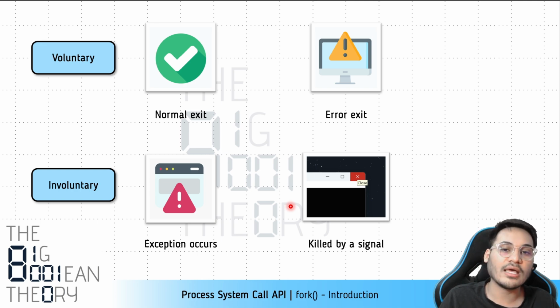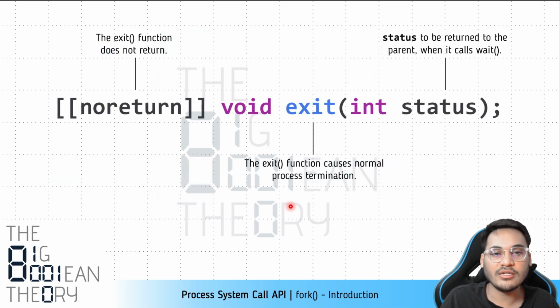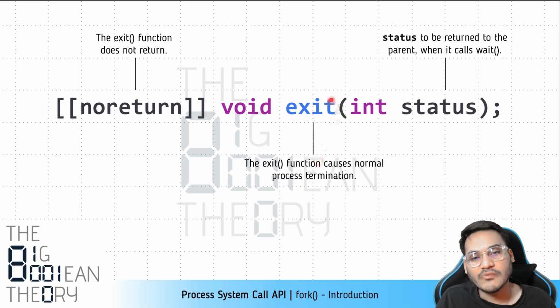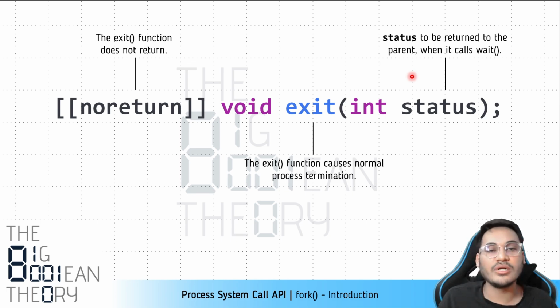So these are all the scenarios we discussed where process termination occurs. The reasons we also discussed. Then this is the interface we talked about. It has a very simple interface. All it takes is a single integer, the exit status, that has to be returned to the parent. And this exit status is an integer which signifies the reason of exit.